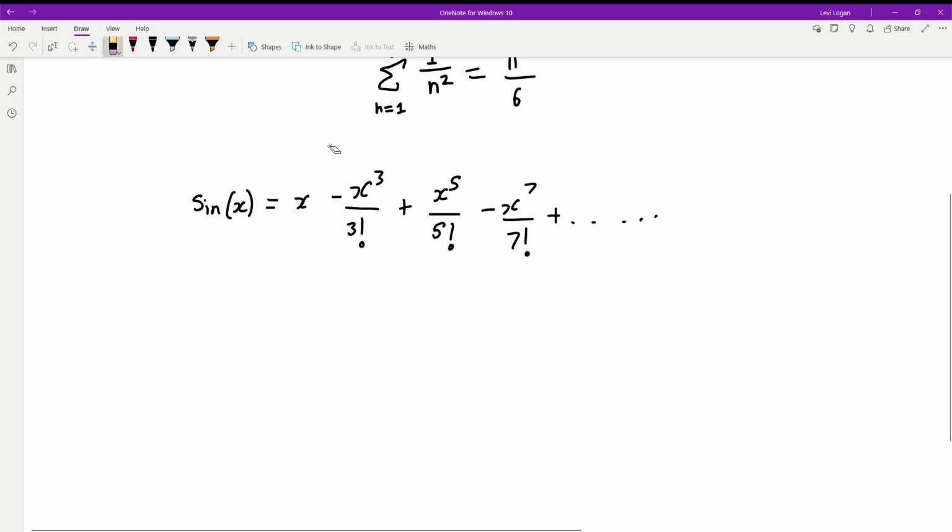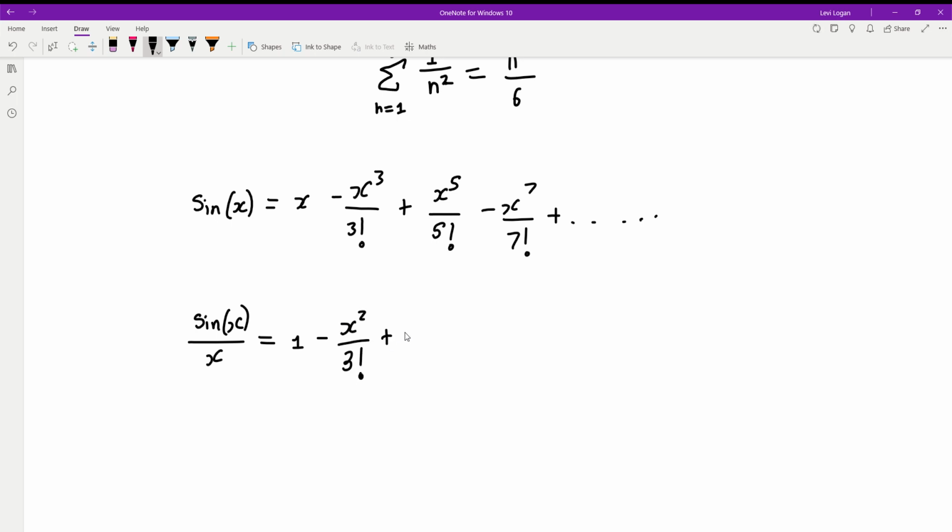Now to start this off, what we're going to do is divide everything by x. So we'll have sine x on this side. Divide this by x, we have just 1, minus x squared on 3 factorial, plus x to the 4 on 5 factorial, minus x to the 6 on 7 factorial. Right, so every single term in this series has been divided by x.